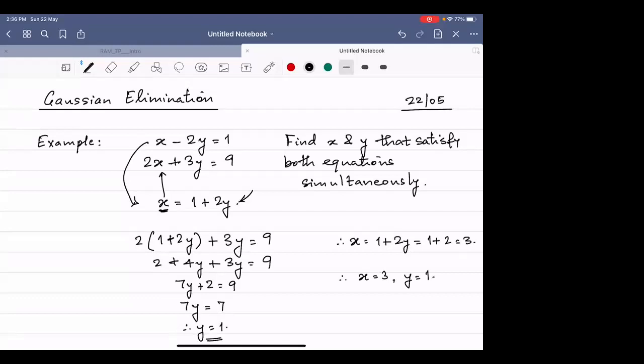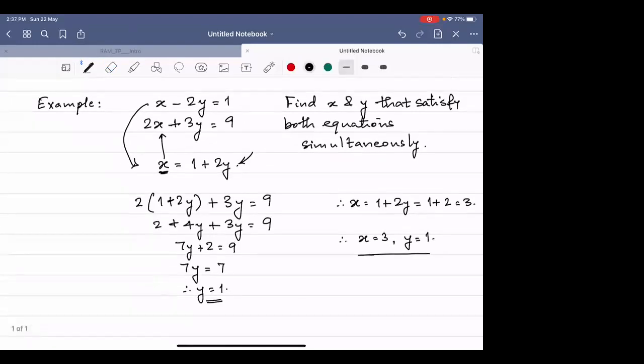And now if you go back and check, these values of x and y will satisfy both these equations. So I have found a pair x comma y which satisfies both equations simultaneously. That is what we mean. So whatever we did here can also be termed as solving this system of equations.